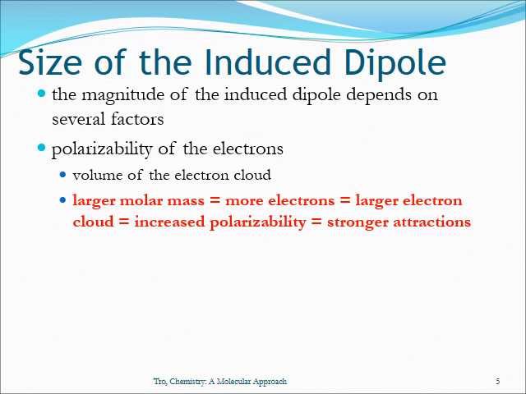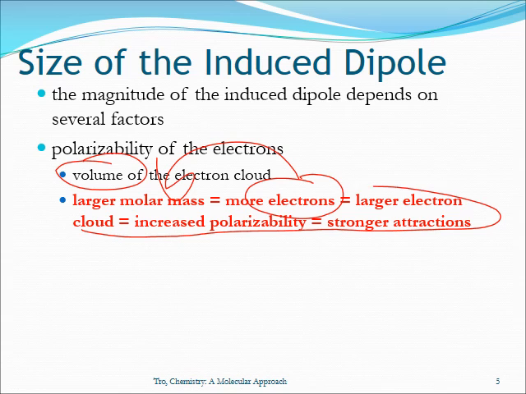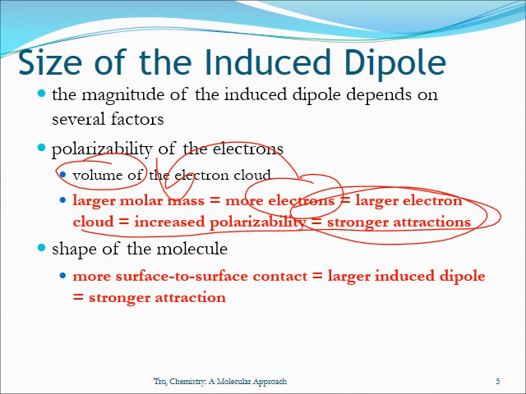Well, remember, the volume of the electron cloud depends very much on how many electrons there are. If you have a lot of electrons, that means you have a high molar mass, which means you have this huge cloud, and it's going to make a strong attraction. So the polarization is going to be able to make this attraction if you have a lot of electrons. Likewise, if it's a surface-to-surface contact, the larger the induced dipole can be.